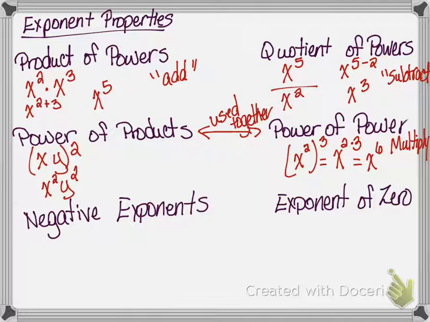Now, this power of products and power of a power happen at the same time quite a bit. So I have x squared, y to the 3rd, and all of that's being raised to the 4th. I'm doing 2 things here. I'm giving both of those the exponent of 4, and I've got x squared to the 4th power, so I multiply. I would end up with x to the 8th and y to the 12th. We can do that because we're using both of those properties at the same time, and that's usually how you see it.